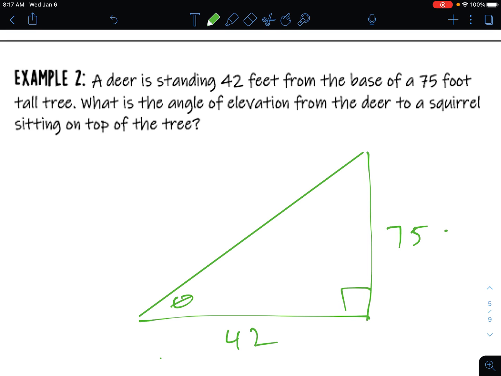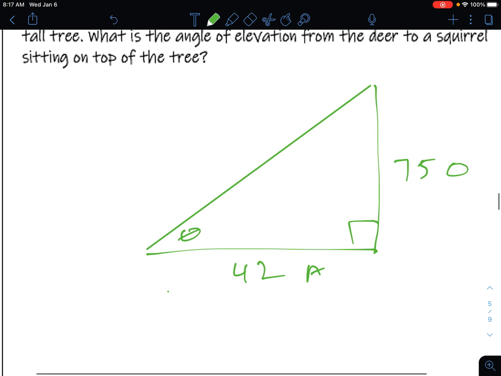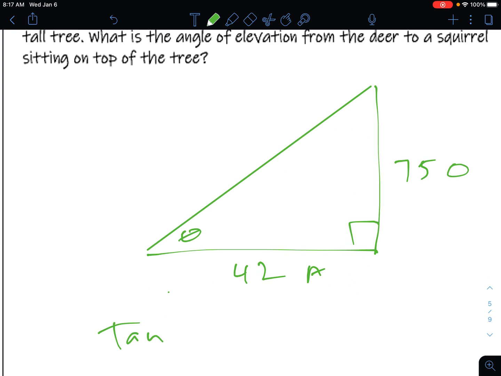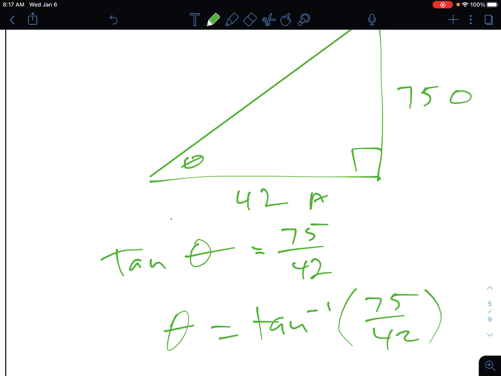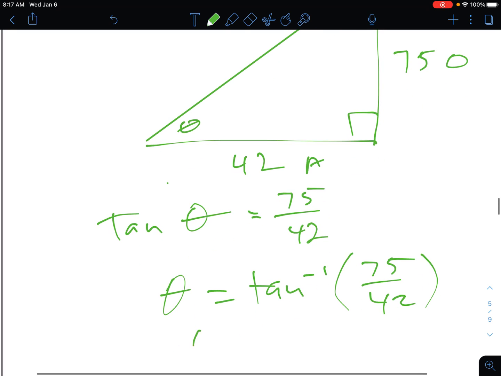So label the triangle opposite and adjacent, which is going to give us tangent. So the tangent of our angle is equal to opposite, 75, over adjacent, which is 42. And then in warm-up, we said if we're solving for the angle, we are doing the inverse function. So inverse tangent of 75 over 42 gives you 60.75 degrees, or we'll round and say 61 degrees.